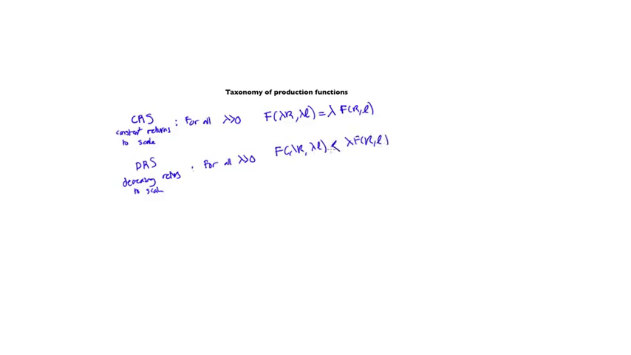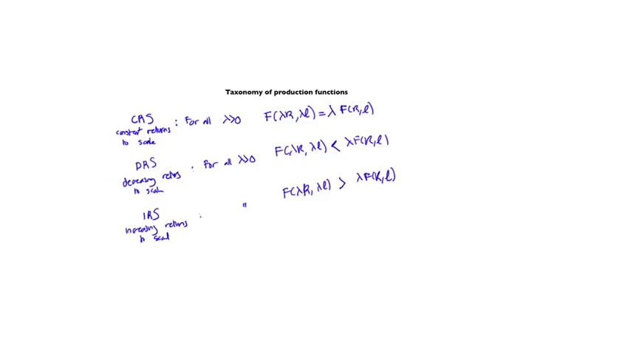Okay? And we say that it satisfies IRS, don't worry, it's not the tax agency, increasing returns to scale, if again for all lambda greater than or equal to 0, the impact of scaling production by a factor of lambda with the same input combination more than increases production by a factor of lambda.